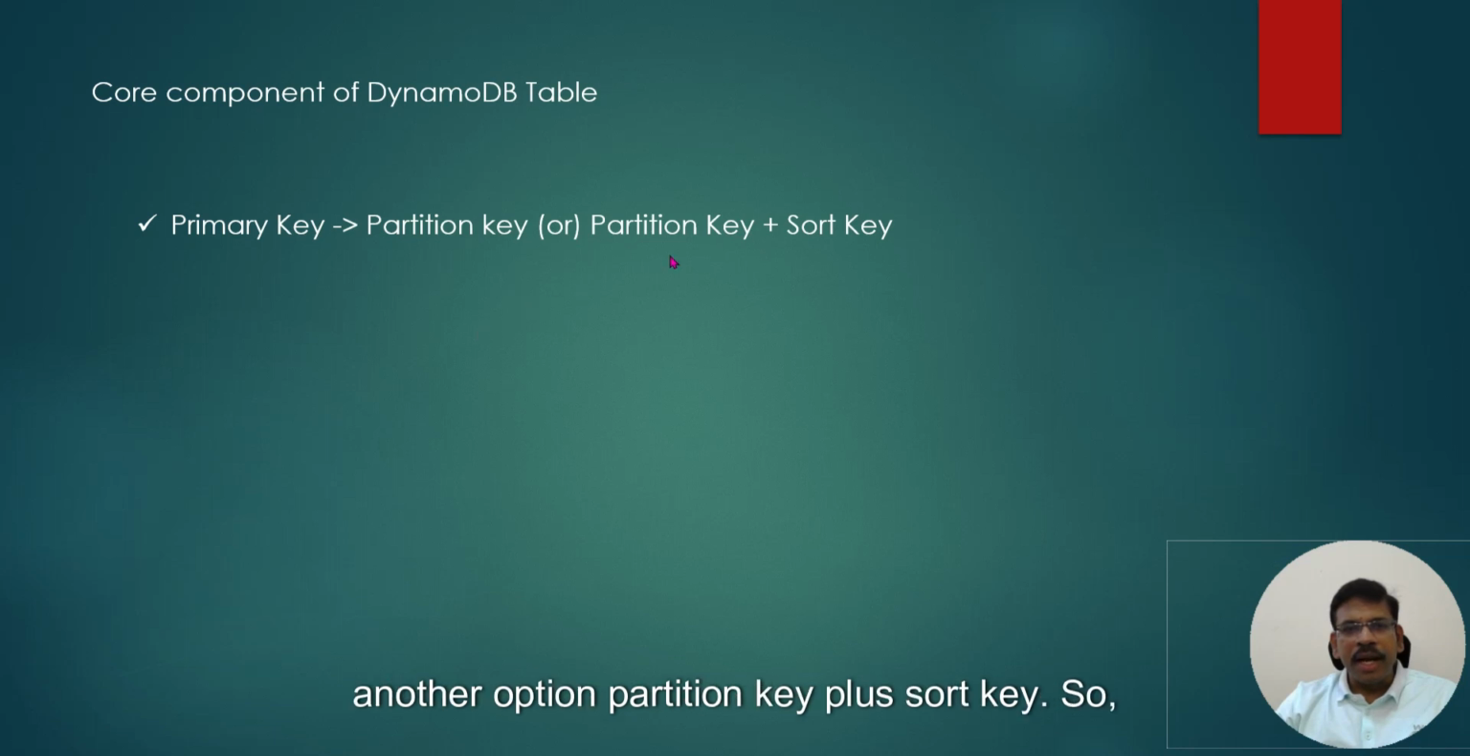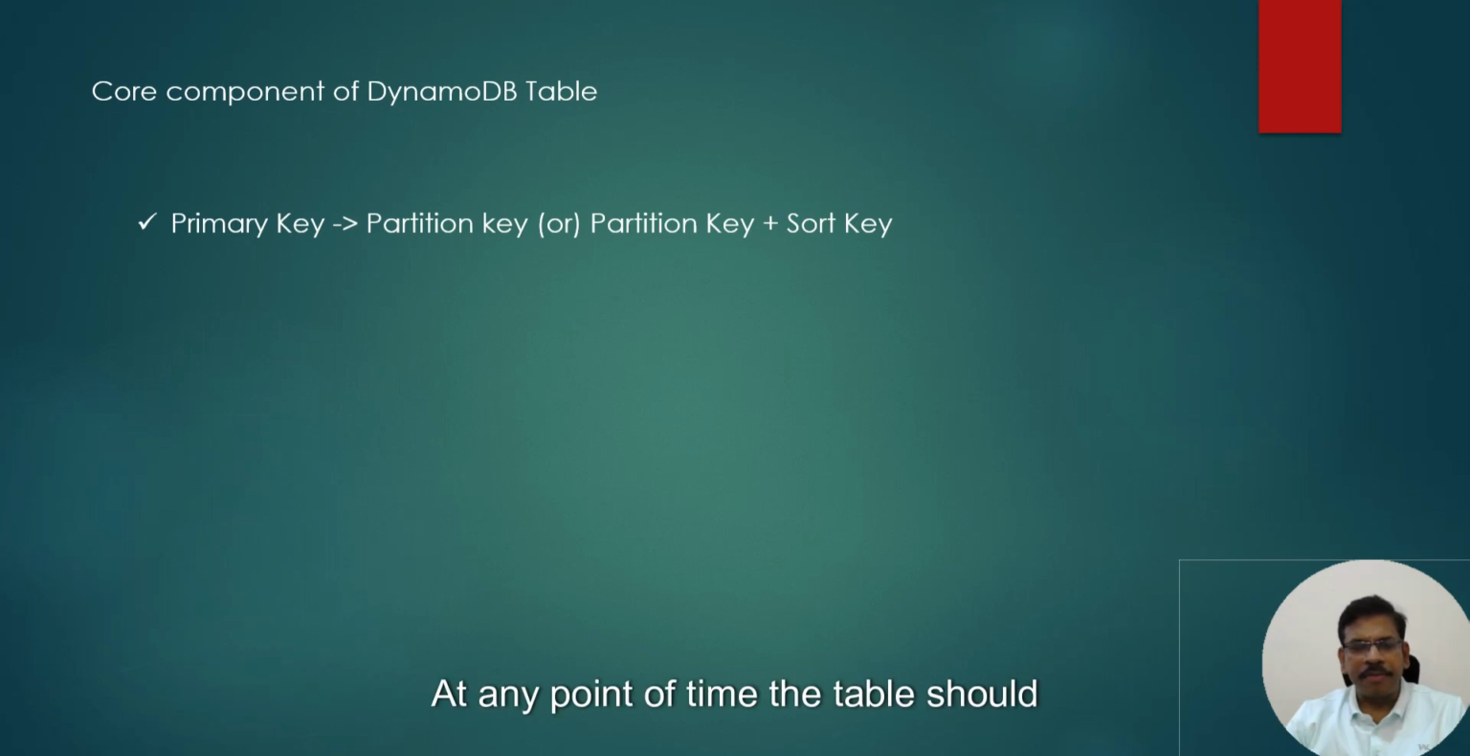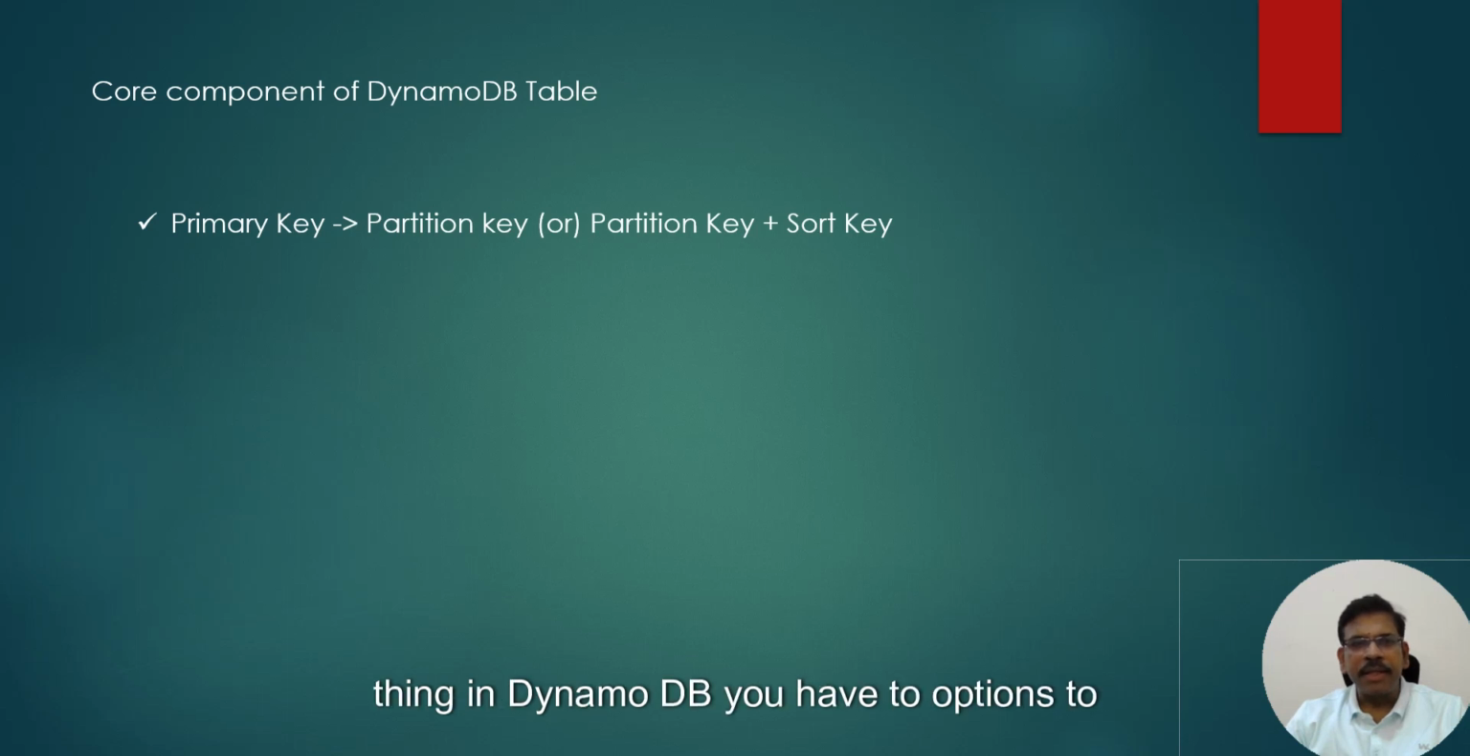Or you can have another option: partition key plus sort key. At any point of time, the table's data should be unique across all the rows. So identifying the primary key is a key thing in DynamoDB. You have two options to set up the primary key: either the primary partition key, or the composite key, partition key plus sort key. In DynamoDB, data is stored in partitions, so you can have a highly distributed column, highly distributed data, as a partition key.